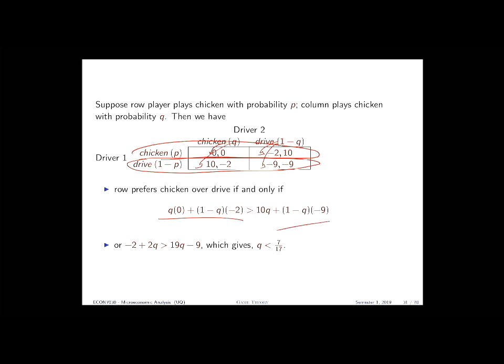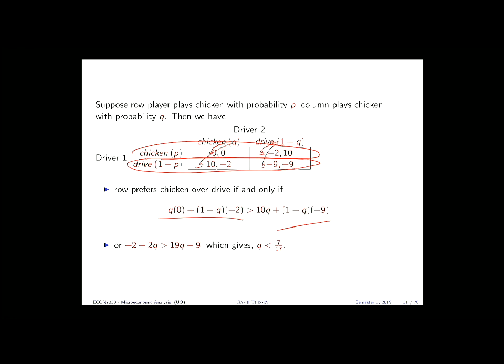So in the previous example, I simply put them equal to each other and found an equation as a function of Q. But here, I'm going to use the logic. I'm going to say, if this is strictly to the left, then you will not mix. So when you simplify that, you get Q less than 7 over 17. So this argument simply says that if Q is less than 7 over 17, then player row always prefers chicken over drive.